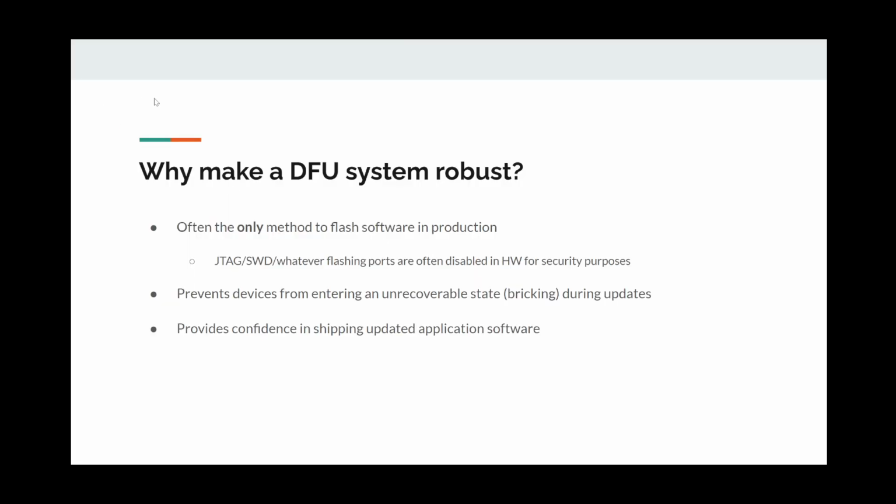And lastly, I promise I won't take too much time on reliable updates, but it is pretty important to talk about. The motivation is, why should you make a DFU system robust? Often it's the only way to flash software in production, because you're not going to ship everyone out with a debugger. You want to prevent devices from entering an unrecoverable state or bricking during updates. You want to provide confidence in shipping updated application software, and all of that means the way you update your system needs to be rock solid.